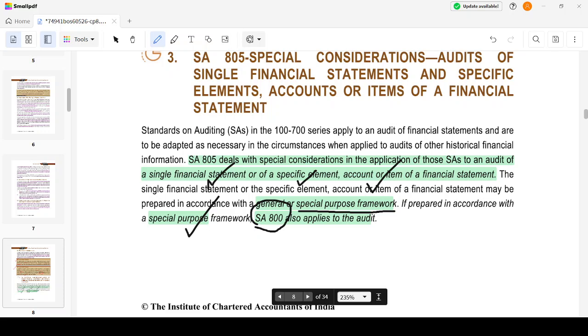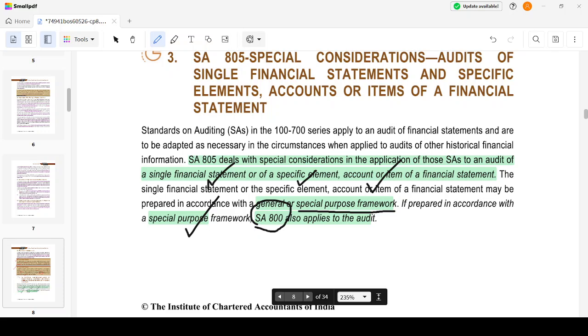We are going to audit a specific item of a financial statement or a specific financial statement in itself. What does a single financial statement mean? A single financial statement means a single statement of a complete set of financial statements. For example, it could be the statement of cash flows, statement of profit or loss, statement of changes in equity or the balance sheet. Any of these could be an example of a single financial statement. It is not a stand-alone financial statement.